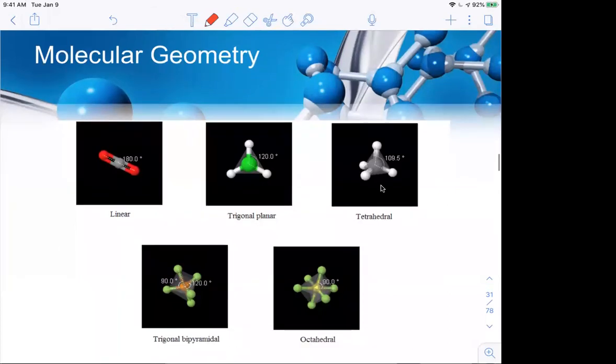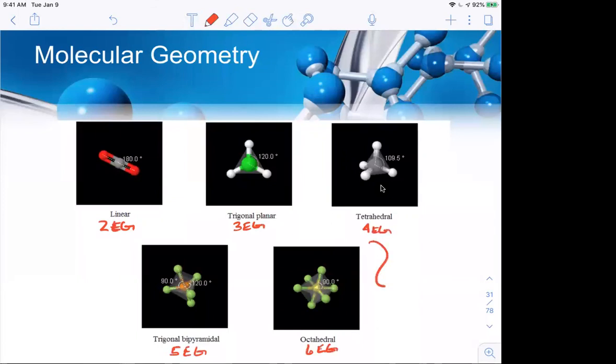So we know that there are various geometries that molecules can adopt based on valence shell electron pair repulsion theory. If I have 2 electron groups, I can be linear. If I have 3 electron groups, I can be trigonal planar. 4 electron groups gives me a tetrahedral geometry. 5 electron groups gives me trigonal bipyramidal geometry. And 6 electron groups can give me octahedral electron geometry.